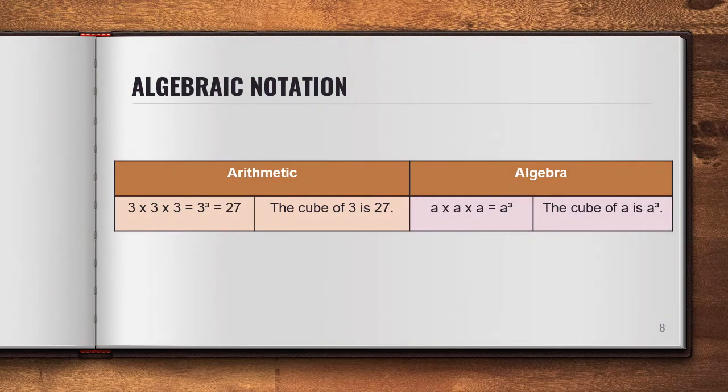So next, let's have the arithmetic of 3 times 3 times 3 is equal to 3 cubed is equal to 27. In words, the cube of 3 is 27. Next, let's have the algebra. A times A times A is equal to A cubed. In words, we have the cube of A is A cubed.